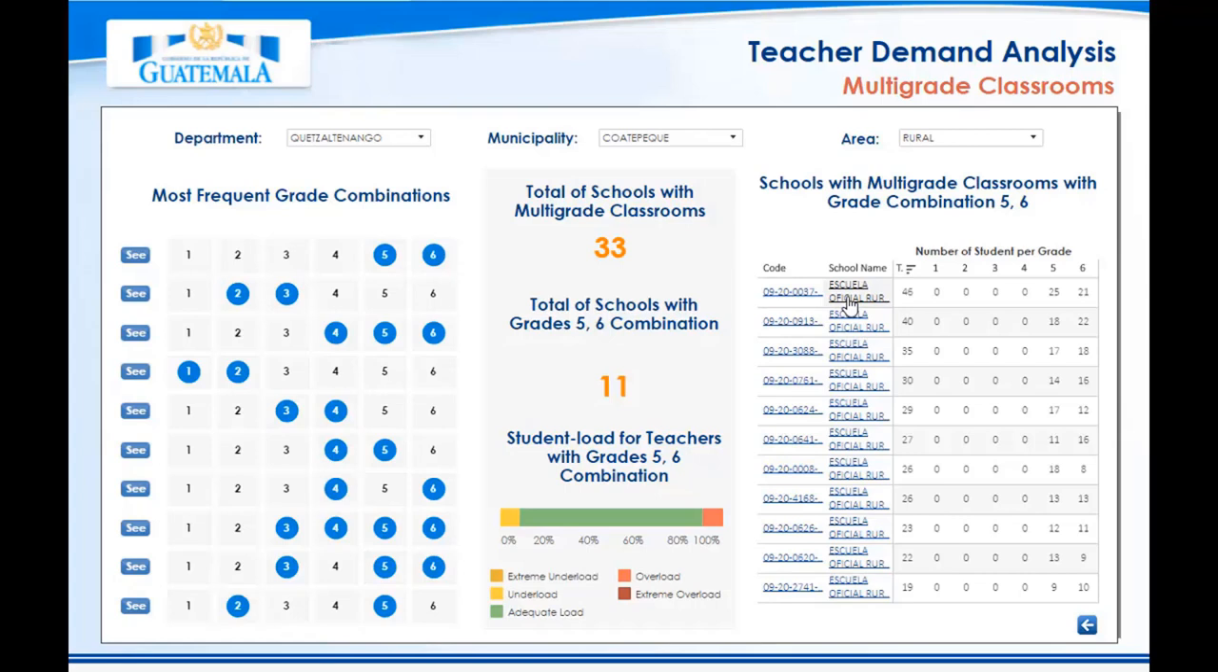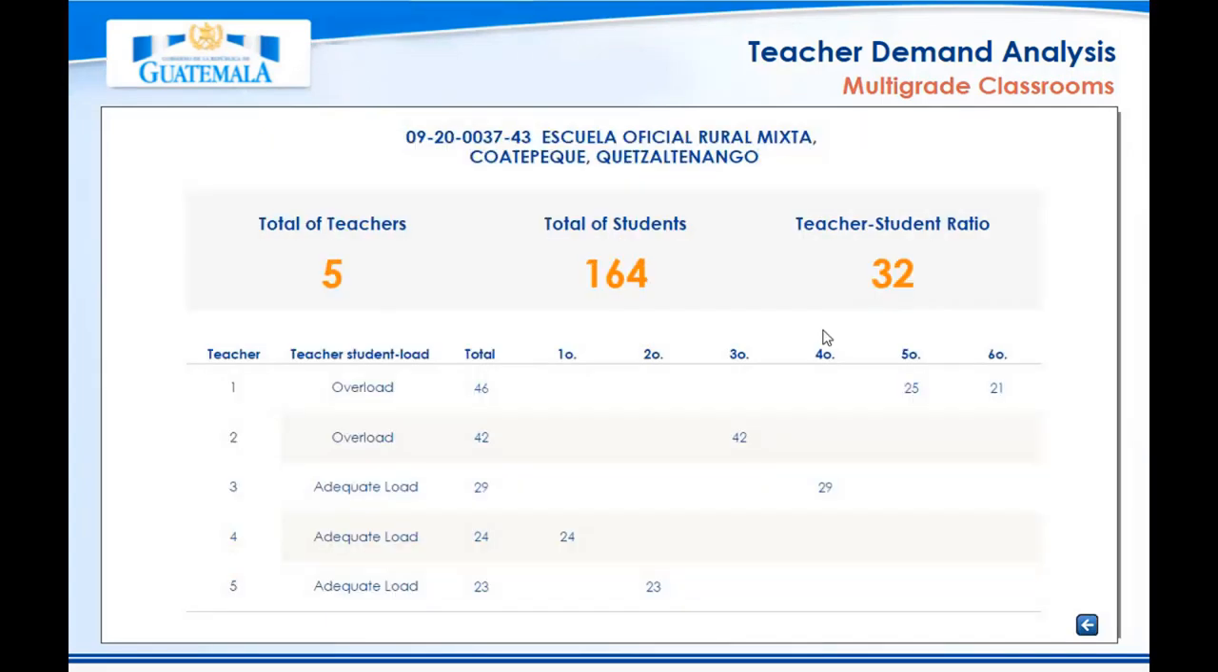With multi-grade schools, if we click on a school from the list, we will see a breakdown of the information for that school. So we see that in this case, we have a school that has 5 teachers, a total of 164 students, but that we see there's overload in 5th and 6th grade. One teacher has 46 students, which is more than you would hope to have. You can see that first grade is very well distributed. It only has 24 students per teacher, which is a good ratio of students per teacher.